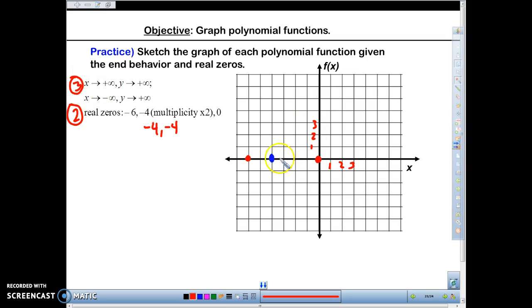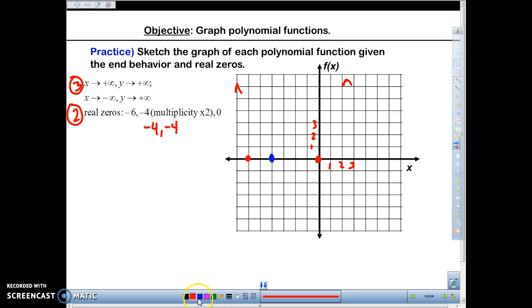Step 3, I have to plot my end behavior. So as x goes to infinity, as I go to the right, my y values are going up to infinity. So I'm going to put my arrow or my caret up there. And then as x goes to negative infinity, my y values go to positive infinity. I'm going to put an arrow up here.